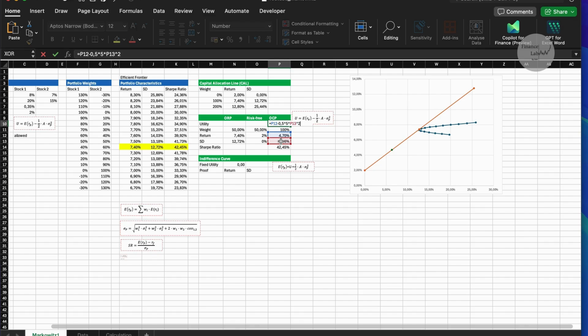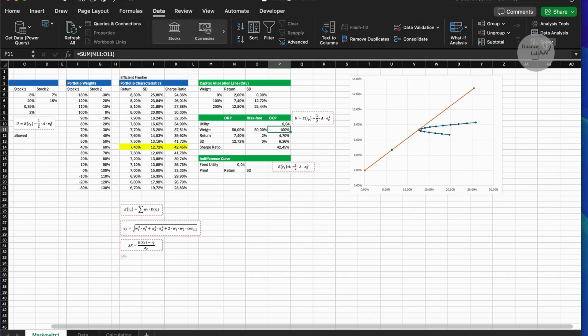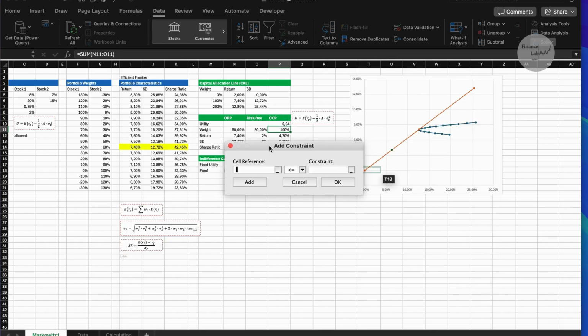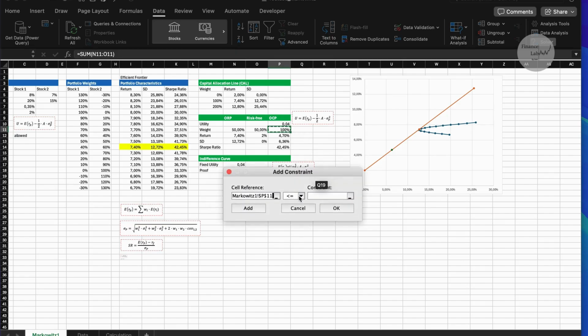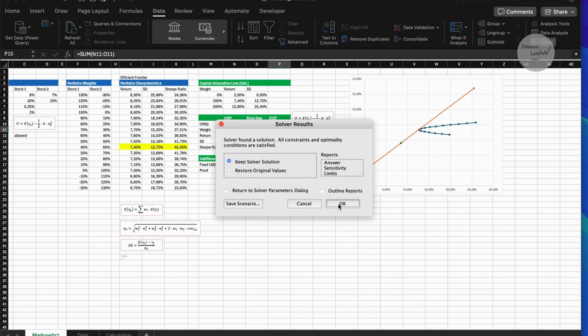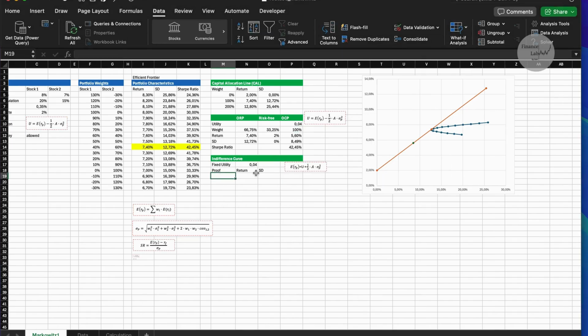Now we go to Data and select the solver on the right. We want to maximize the utility, and the weights are allowed to be changed by the solver. As a constraint, we want the sum of the weights to be equal to 1 or 100%. If you leave the checkbox below, we are not short selling. If you want to allow shorting, just remove the checkbox. Click on Solve, and the solver will maximize the utility by changing the weights of the investments.